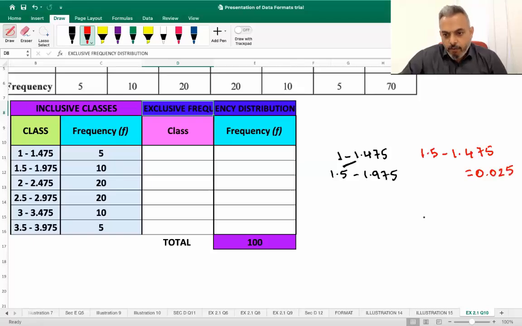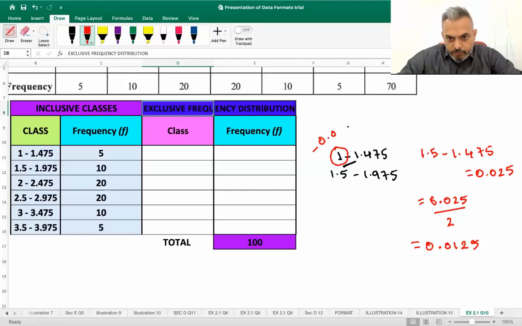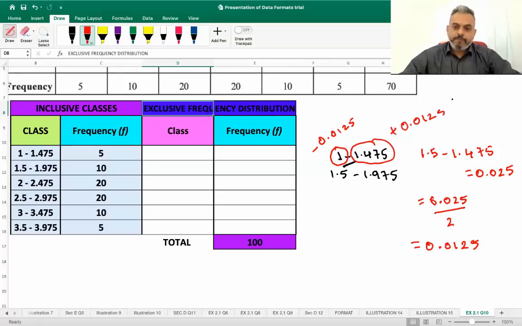0.025. Now, what we do is 0.025 divided by 2, which is equal to 0.0125. Now, what we have to do is, from this lower limit we have to subtract 0.0125, and over here on this upper limit we add 0.0125. That is what we will be doing.